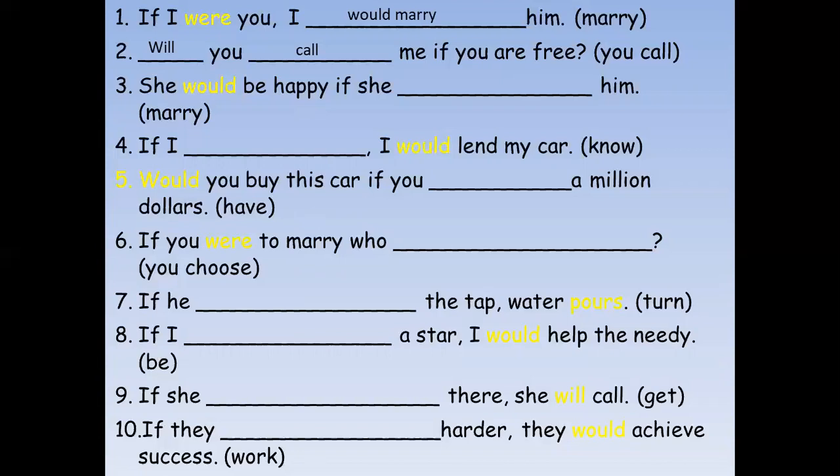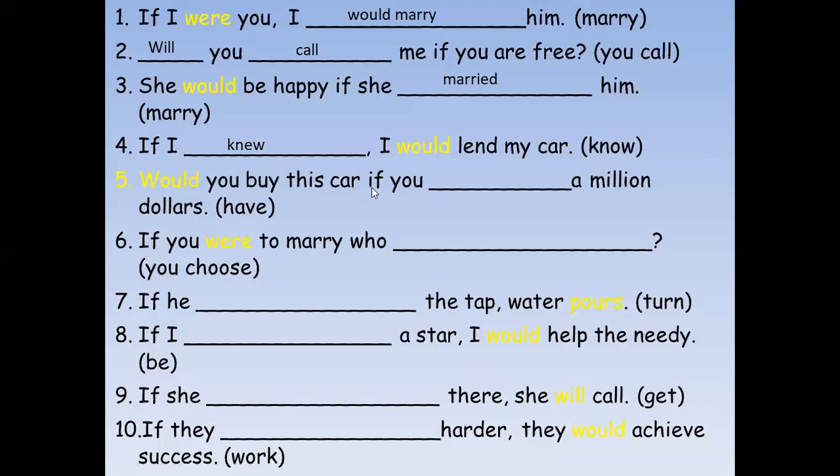Number 3: She would be happy if she married him. Here we have would, so it's if clause type 2, and we have to use the past simple of the word marry, which is married. Number 4: If I knew, I would lend my car. Here we put would, so it's if clause type 2, and we have to use verb 2. If I knew.